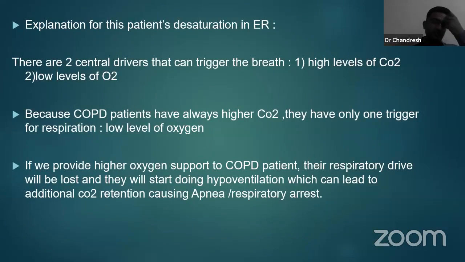Explanation for this patient's desaturation in ER: we should think about COPD patients. Generally, in a normal population, a patient will have 2 types of central drive. One is a high level of CO2, which can trigger the breath, or the other, a low level of oxygen. Because COPD patients always have higher carbon dioxide levels, they have only one trigger for respiration, and that is a low level of oxygen.